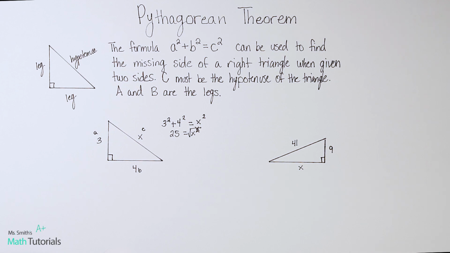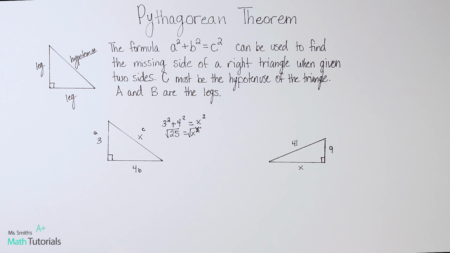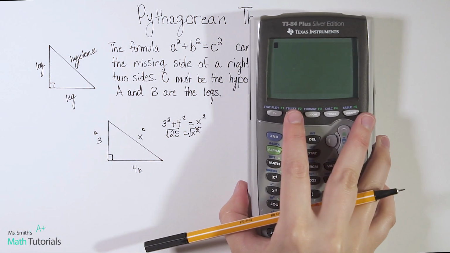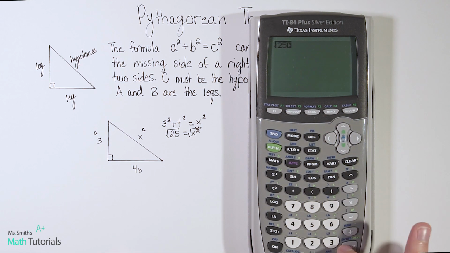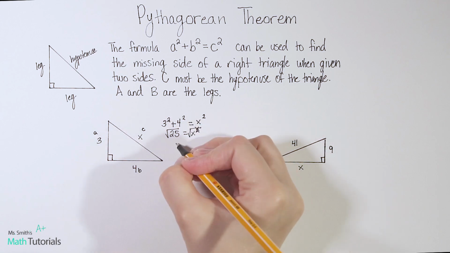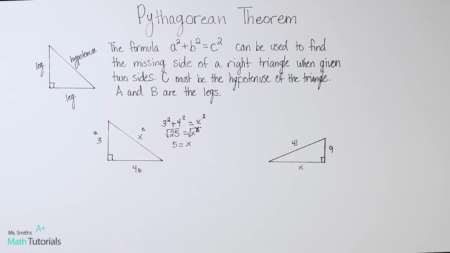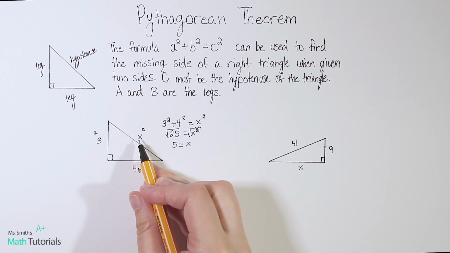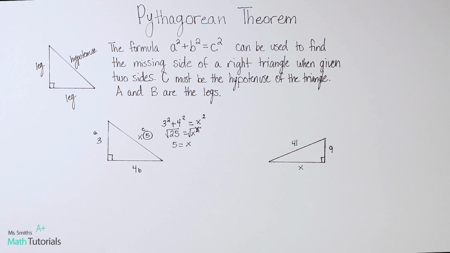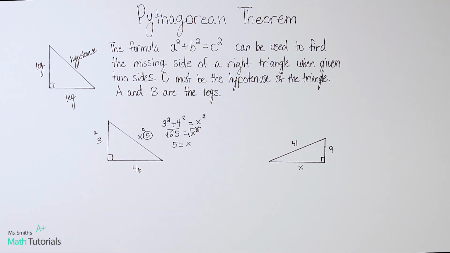But I can't only do that to one side. What I do to one side, I have to do to the other, right? So what is the square root of 25? I know it's a perfect square, but let's double check. It is 5. So 5 equals x, because I got rid of that little 2. Now I can say what C is. C is 5. So by knowing two sides, I was able to figure out the third side.